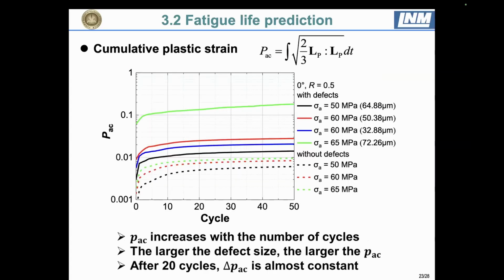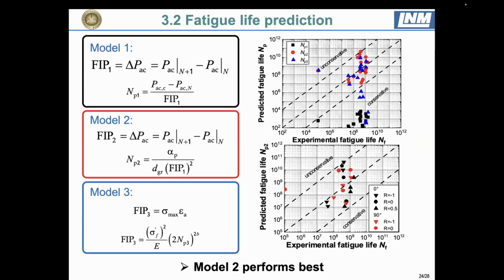For this analysis, we can see the cumulative plastic strain, which as a function of cycles increases. And when it reaches some number of cycles, it does not increase so much; more or less it is saturated. This gives us some insight, some hint that we can use plastic strain as a fatigue indicator parameter. This is a key point, because we need the fatigue indicator parameter to correlate the plastic damage with fatigue lifetime.